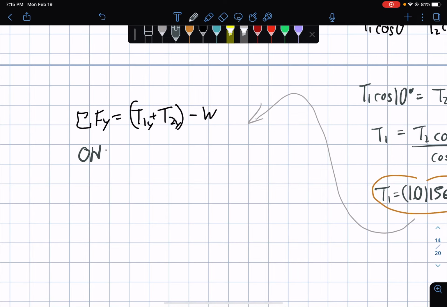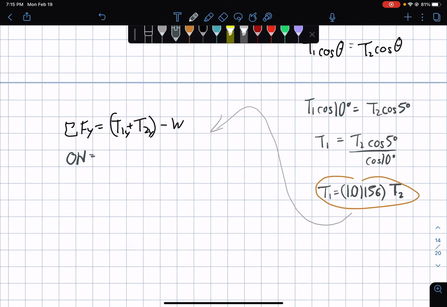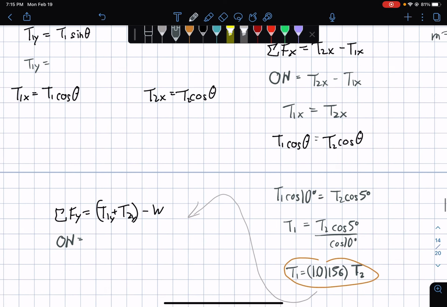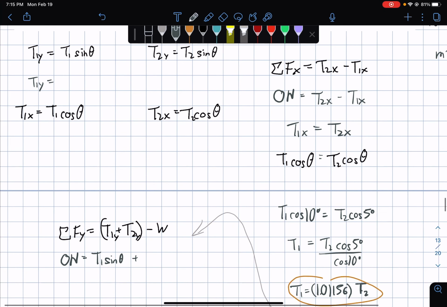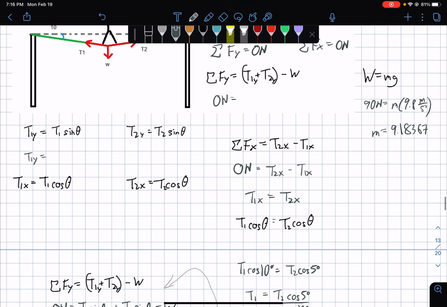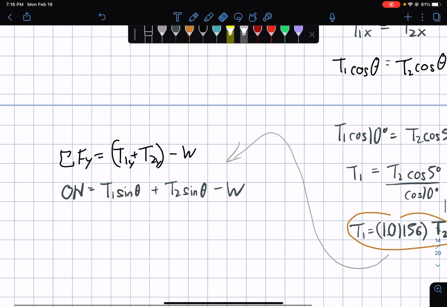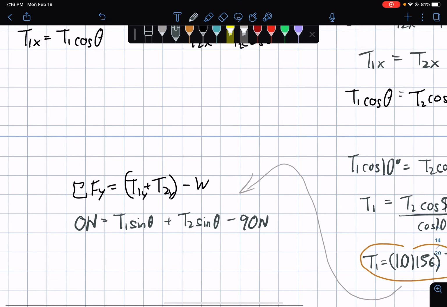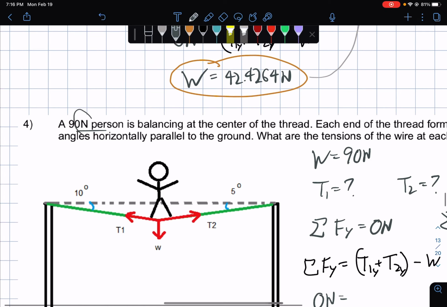So summation Fy is equal to 0 newtons. What is T1y? T1 sine theta. And then T2y is T2 sine theta. And then minus the weight. We know that the weight is equal to 90 newtons. Where do we find that? It says here, 90 newton per son.